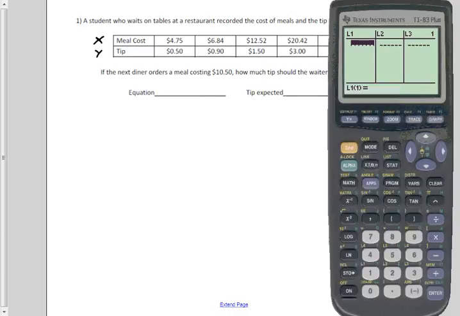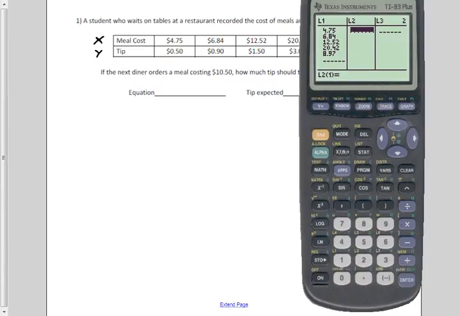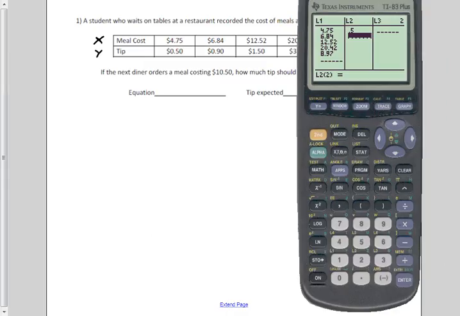So all we do is go ahead and type in our values. 4.75, 6.84, and of course I covered up that last one, 8.97. And then we go over the other side and type in that.